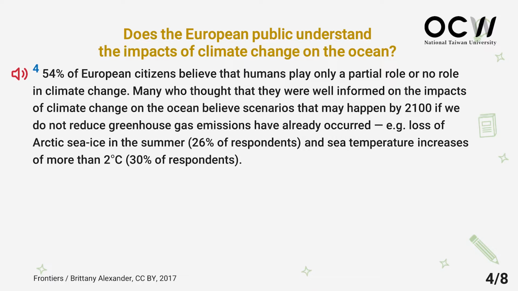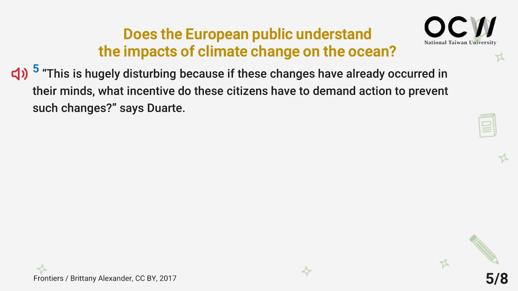54% of European citizens believe that humans play only a partial role or no role in climate change. Many who thought that they were well informed on the impact of climate change on the ocean believe scenarios that may happen by 2100 if we do not reduce greenhouse gas emissions have already occurred. For example, loss of Arctic sea ice in the summer. This accounts for 26% of respondents, and sea temperature increases of more than 2 degrees Celsius. This accounts for 30% of respondents. This is hugely disturbing because if these changes have already occurred in their minds, what incentive do these citizens have to demand actions to prevent such changes, says Duarte.